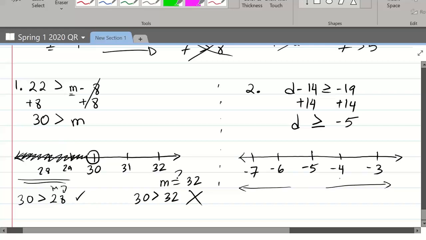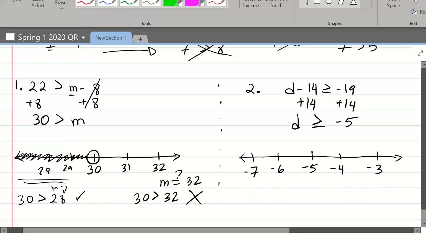So negative 4 is bigger than negative 5. Negative 3 is greater than negative 5, right? Negative 7 is smaller than negative 5, right? I want you guys to understand that the value of a negative number makes it smaller, right? Depending on how big that value is, right? I want you guys to understand that, right?